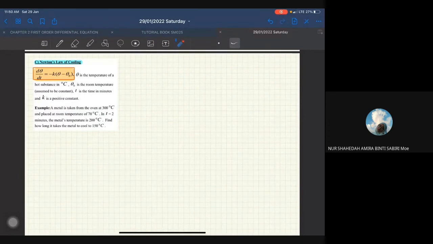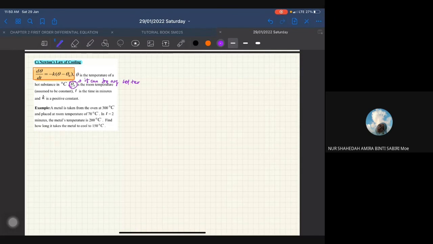Okay, so it can be anything lah. Dia boleh, awak boleh letak dia as any other letter. Okay, kalau awak nak letak dia as A, okay, nak letak dia as anything pun boleh. Tak semestinya theta naught. Okay, this one tak semestinya theta naught, it can be anything. Can be any letter. Sebab apa? Sebab dia constant. Okay, so T is the time in minutes and K is a positive constant lah.